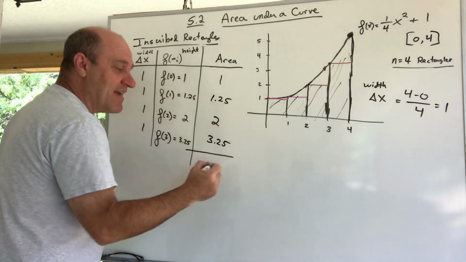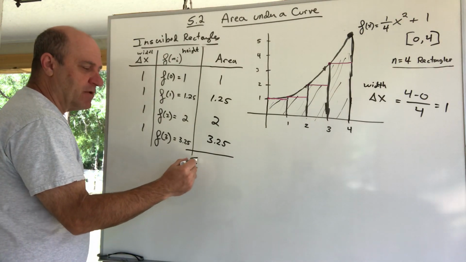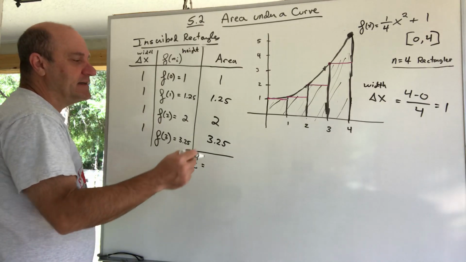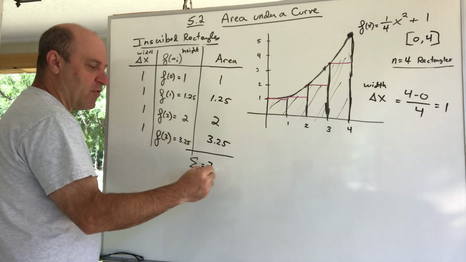I would like to add them up. You know, when we add things up, we use this summation symbol. I'm adding up these 4 rectangles. Anyway, the answer is, I think it's 7.5.